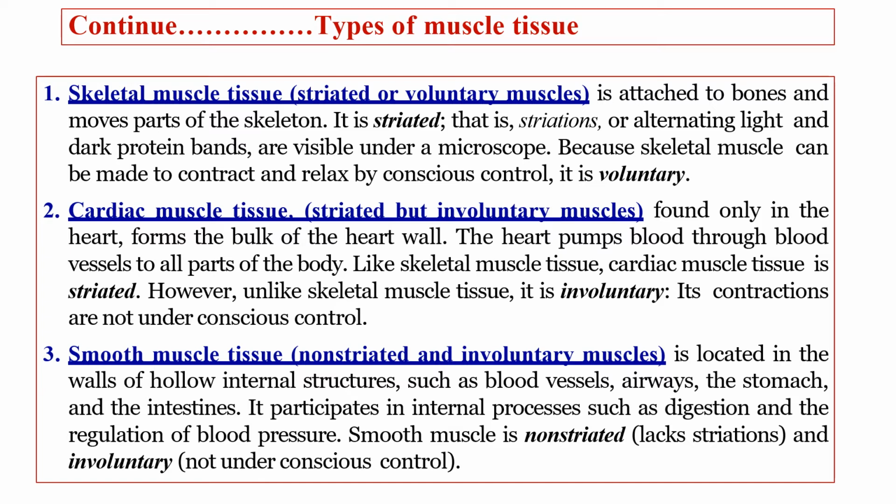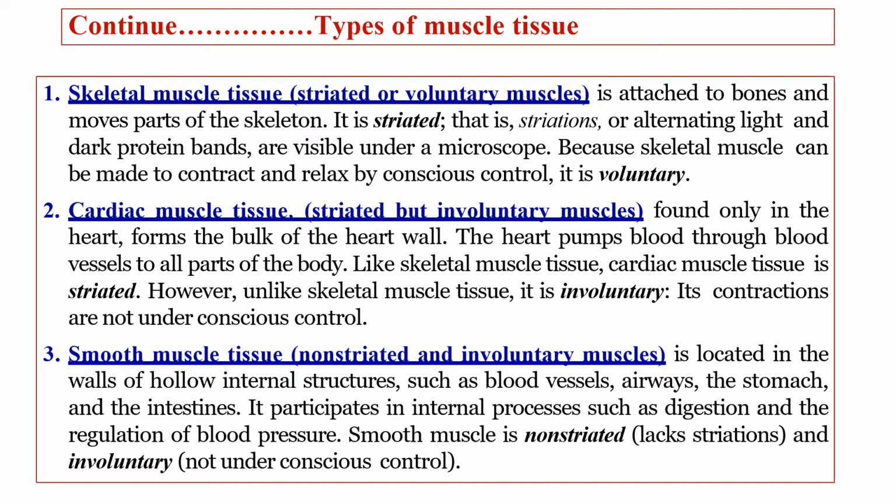Skeletal muscle tissue, or striated or voluntary muscle, is attached to bones and moves parts of the skeleton. It is striated, that is, striations or alternating light and dark protein bands are visible under a microscope. Because skeletal muscle can be made to contract and relax by conscious control, it is voluntary.